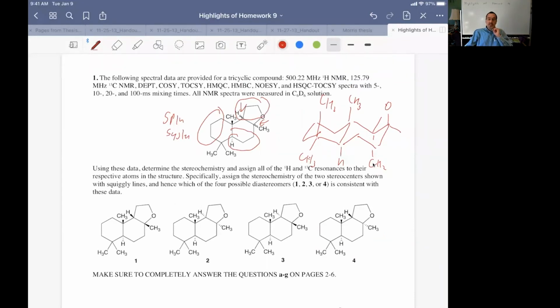One of these spin systems involves 3 methylene groups. One of these spin systems involves 2 methylene groups and a methine. The third spin system also involves 2 methylene groups and a methine, but you'll notice one of the methylene groups is alpha to an oxygen, so it's really going to stand out.